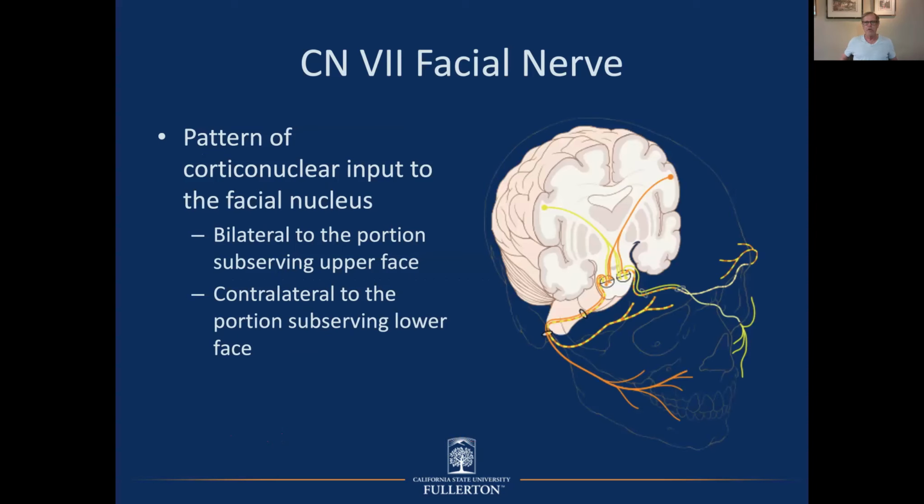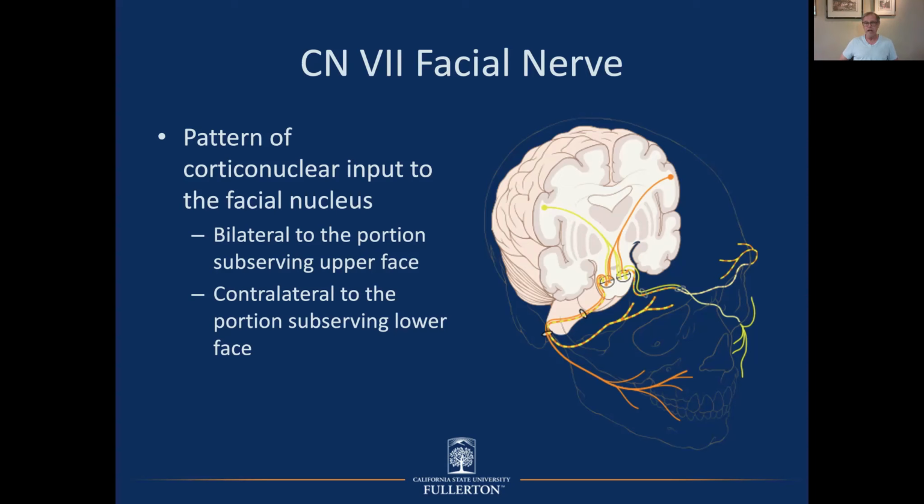Okay, now let us review, and although I think the illustration is different, the information is the same. I want to just review the pattern of cortical nuclear input to the facial nucleus. Remember, you can sort of divide the facial nucleus into two: that part which is going to send neurons out to the upper part of the face, and that part that's going to send neurons to the lower 2/3 of the face. The part that subserves the upper face receives bilateral upper motor neuron input, or cortical bulbar or cortical nuclear input, 50% from one side and 50% from the other.